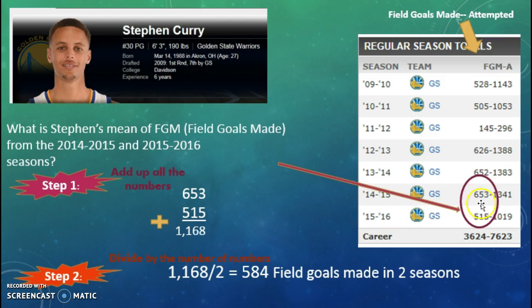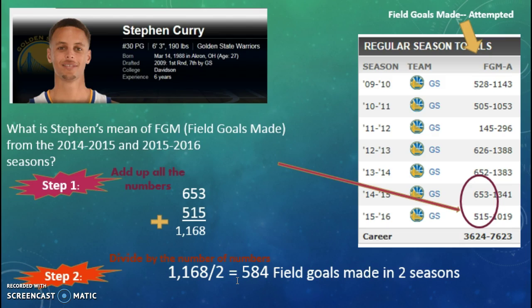So in 2014-2015, he made 653 field goals, or balls through the hoop, shots that were successful. And this past season, he made 515 hoops. So he made a total in those 2 seasons of 1,168 shots, or hoops. I'm going to divide that number by 2 because I only compared 2 numbers here. And his average is 584.